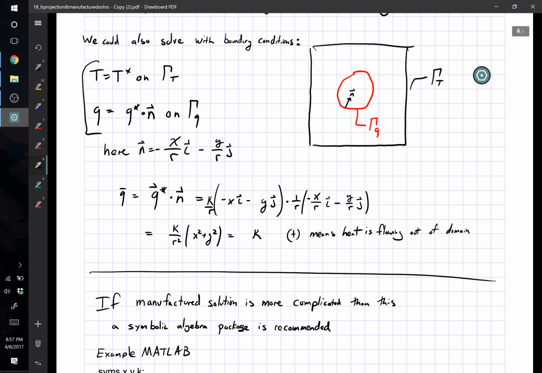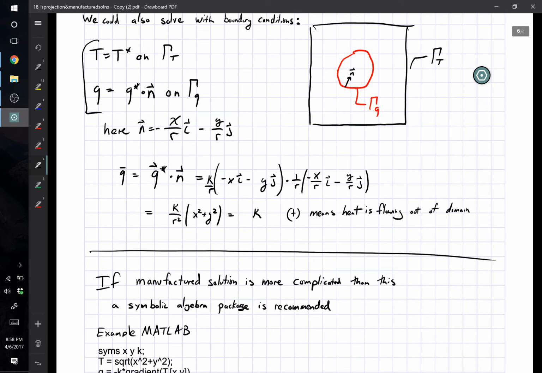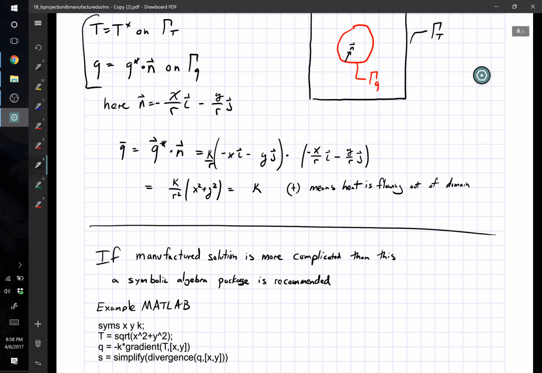I'll post them. So the heat entering the boundary, Q bar, is going to be equal to Q star dot n. And so this is Q star again, dotted with n, which we just defined. I factored out the 1 over r. Actually, I think I factored it out twice, so let's get rid of that. And so what we're going to end up with is K over r squared times x squared plus y squared. And that, of course, just simplifies into being K. So it's a very simple heat boundary condition.